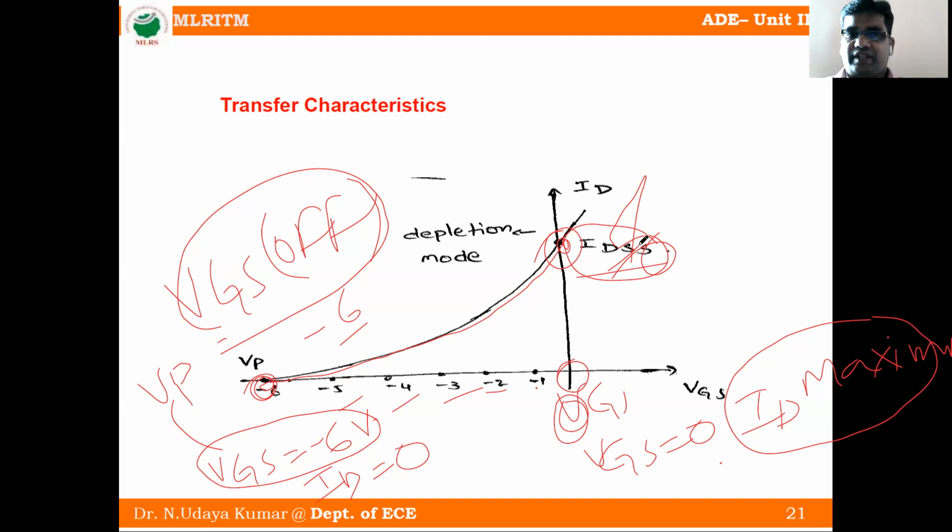This is called the transfer characteristics of the N-channel depletion type. It is similar for the P-channel also. For the P-channel we also get drain characteristics as well as transfer characteristics. These are similar for P-channel depletion mode too. Simply, P-channel means the substrate is N-type, and N-channel means the substrate is P-type. So these are the MOSFET types.